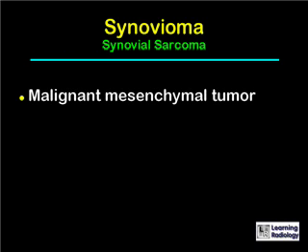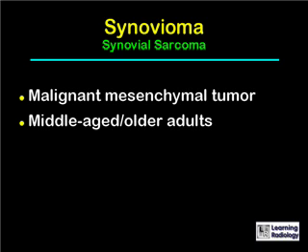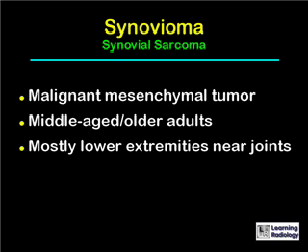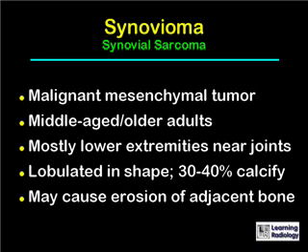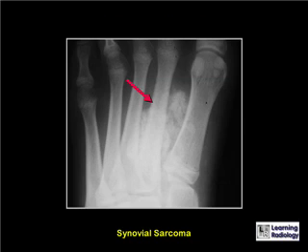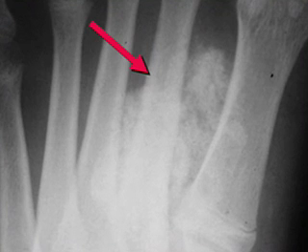A synovioma, or a synovial sarcoma, is a malignant mesenchymal soft tissue tumor. It usually occurs in middle-aged or older adults. It almost always occurs in the lower extremities near joints, especially the knee, and it tends to present with a lobulated soft tissue mass. About 30 to 40% of them calcify. It can cause erosion of the adjacent bone. This is an example of a synovial sarcoma. There is a flocculent amorphous area of calcification in the foot between the first and second toes.